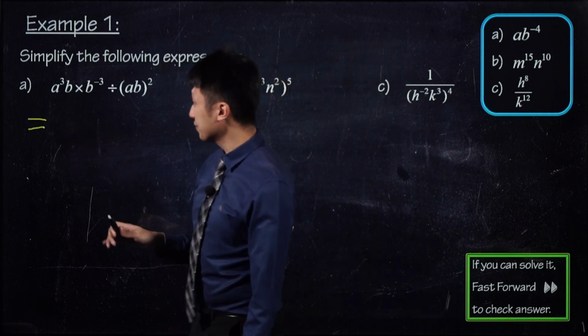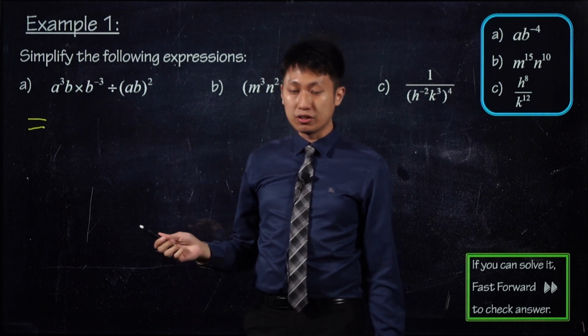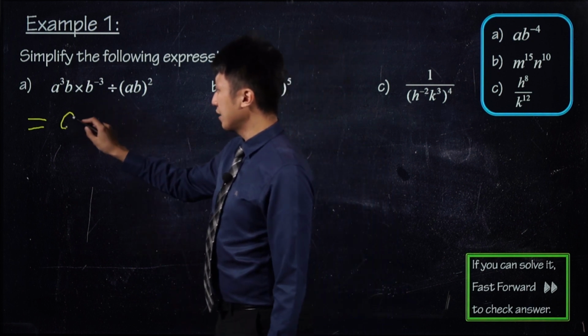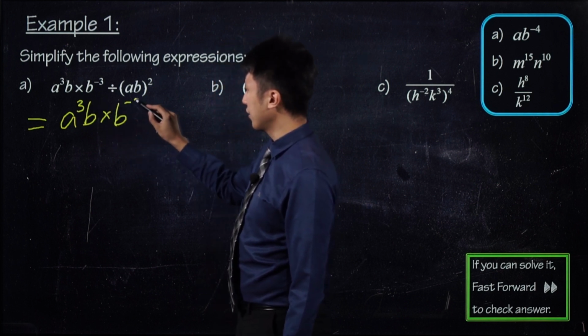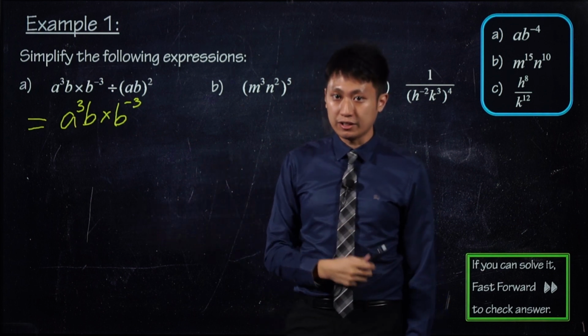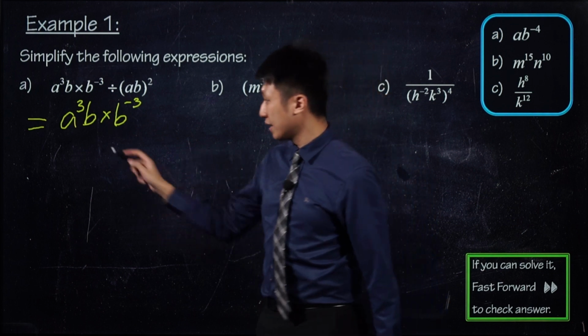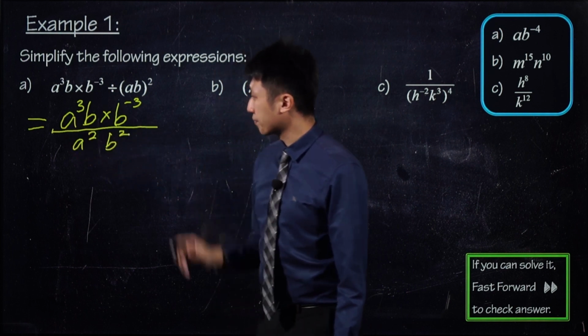This one equals, whenever you see divide, you put it below so that it's easier for you to refer. So a to the power 3, b times b to the power negative 3. This one, ab bracket, the whole thing squared, gives you what? a squared multiplied by b squared. So the whole thing, I write a squared, b squared.